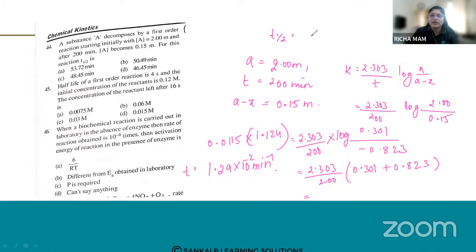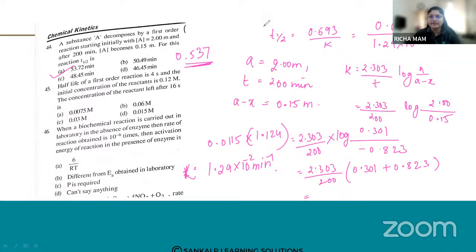Now T half is what? T half is 0.693 by K. The K value we got is 1.29 into 10 raised to minus 2. So 0.693 divided by 1.29. How much are you getting? The answer I am getting is 0.537, so it is 53.7. Yes, option A. Aishu has also got A. What about others? Are you getting the same? Option A, so 53.7 minutes. So like this, you have to calculate the T half.